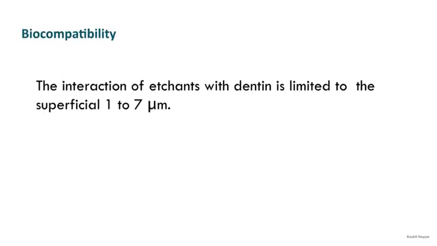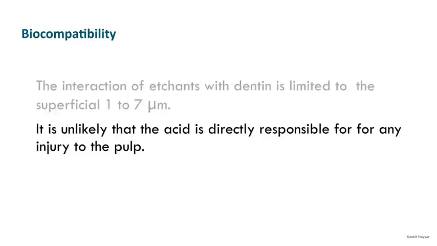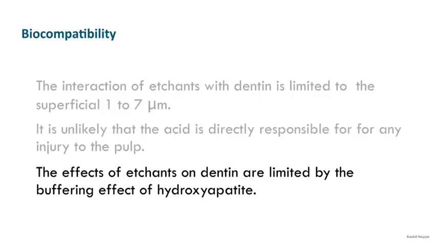Regarding the biocompatibility, the interaction of the etchants with the dentine is limited to the superficial area only, 1 to 7 microns, no more than that. It is unlikely that the acid can be directly responsible for any pulpal injury. The effects of etchant on dentine are limited by the buffering effects of hydroxyapatite, which is being leached out and continuously buffering the immediate surface in contact with the etchant. So it is prudent that whenever you apply the etchant, you always scrub rigorously, so you get a more uniform etching surface.